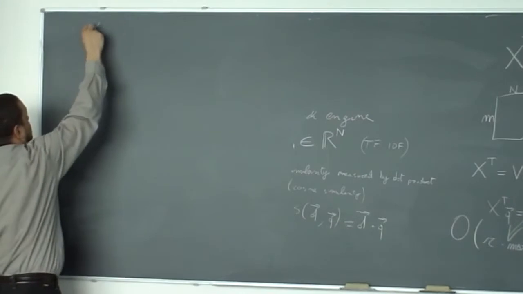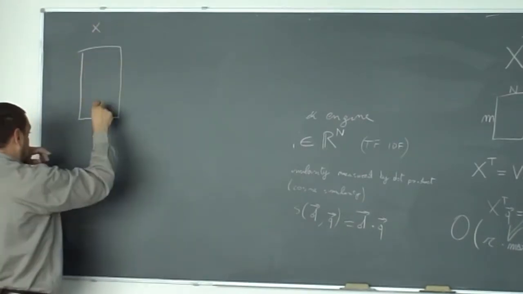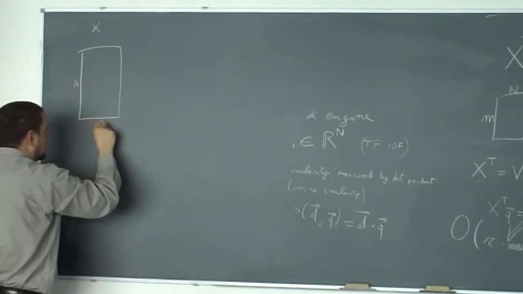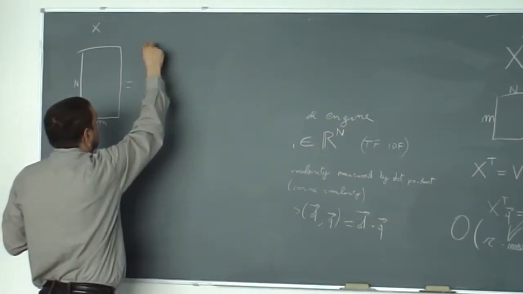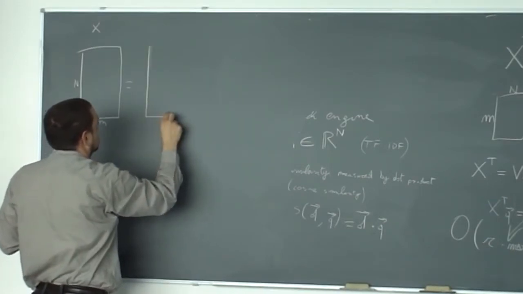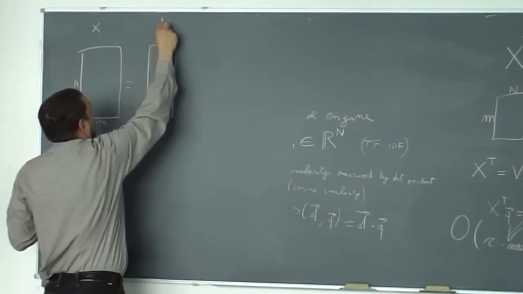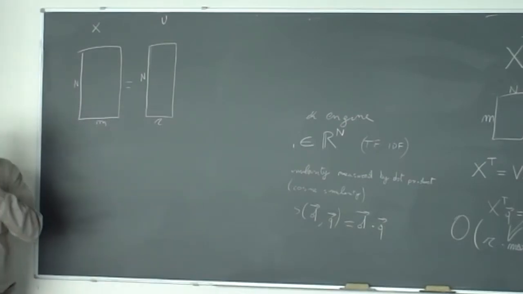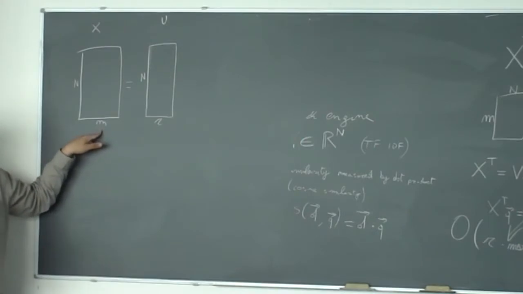So we have a matrix X, which is an n by n matrix, and we decompose it into a U matrix which is n by r. But in the general case, I can expect that r and m are more or less the same value.